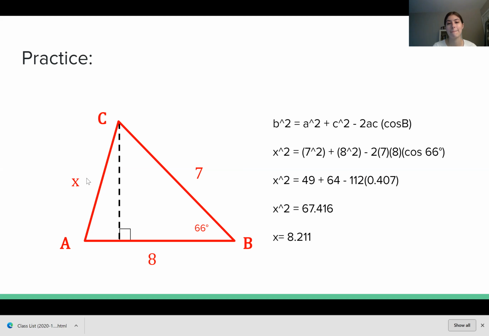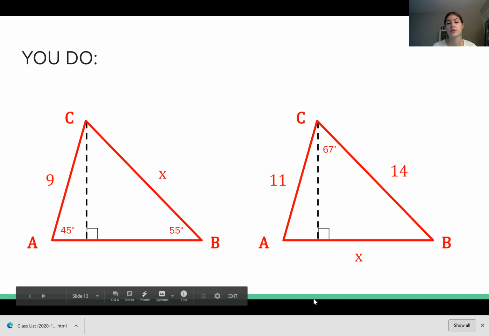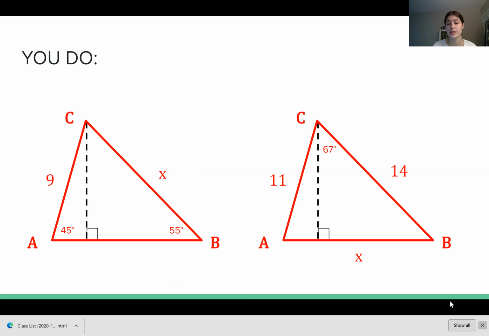And then these are two examples that you can try on your own. You can pause right here if you want to figure it out for yourselves.